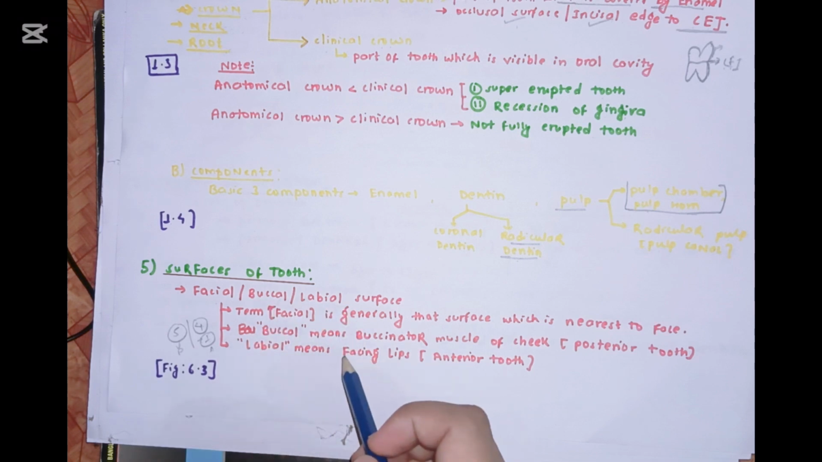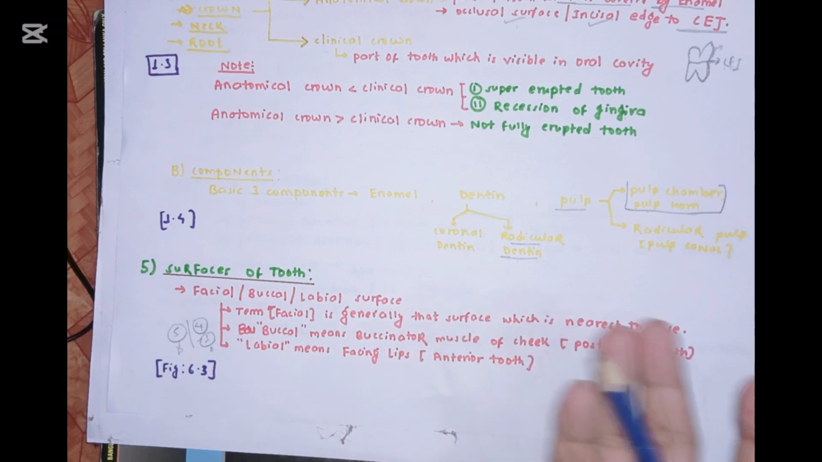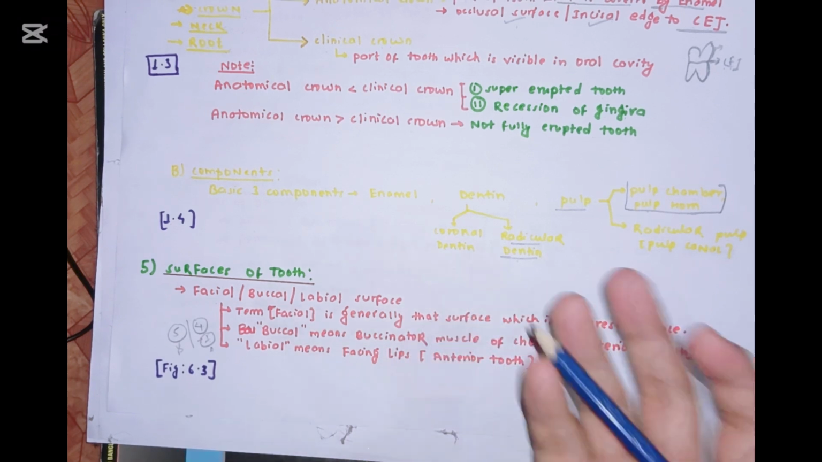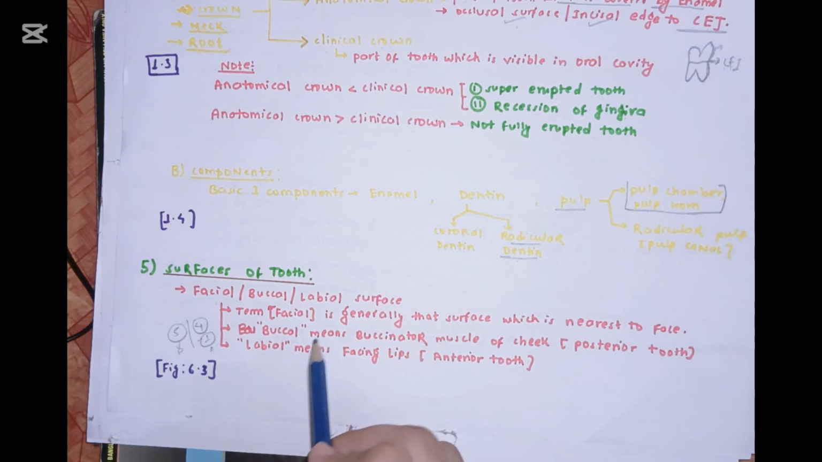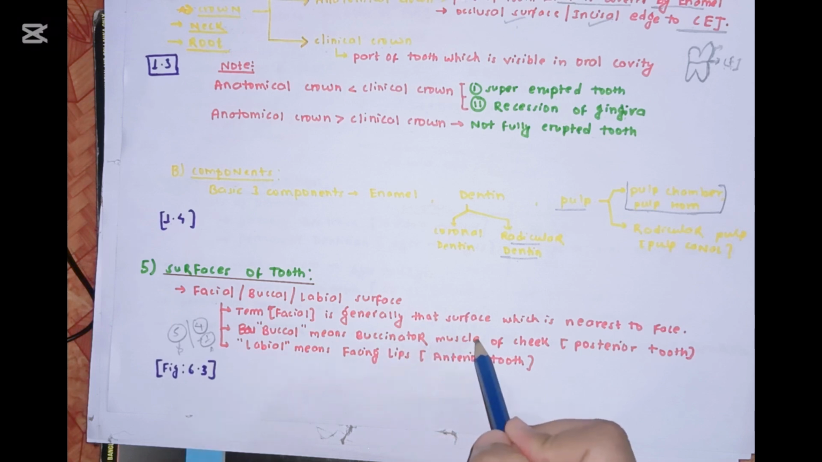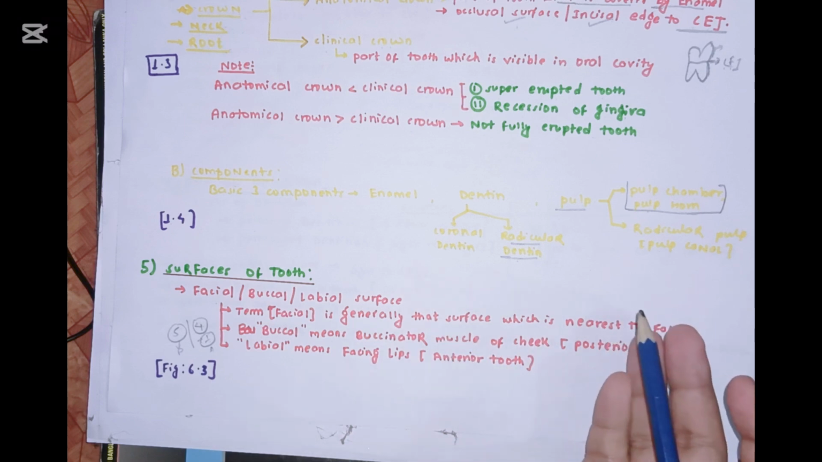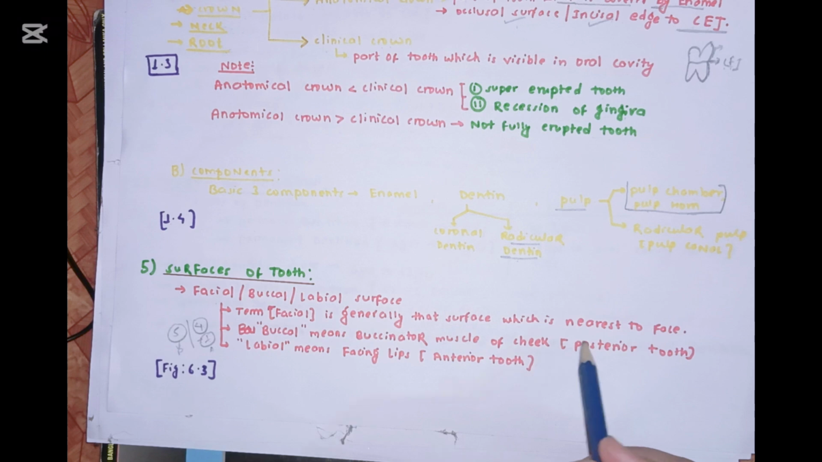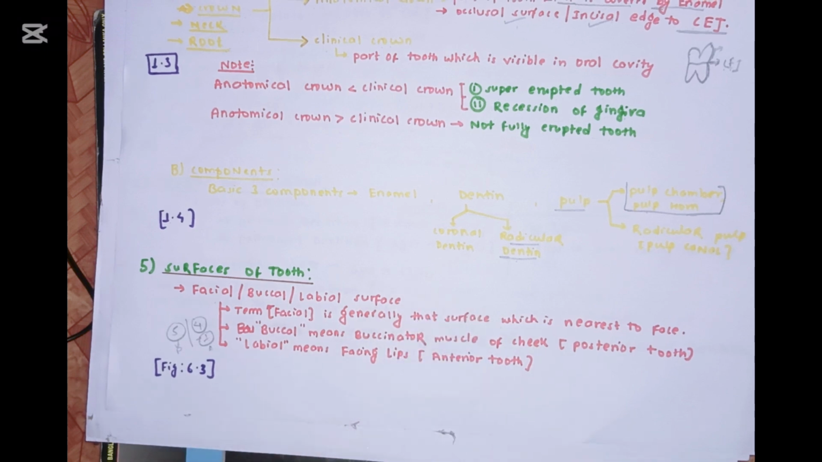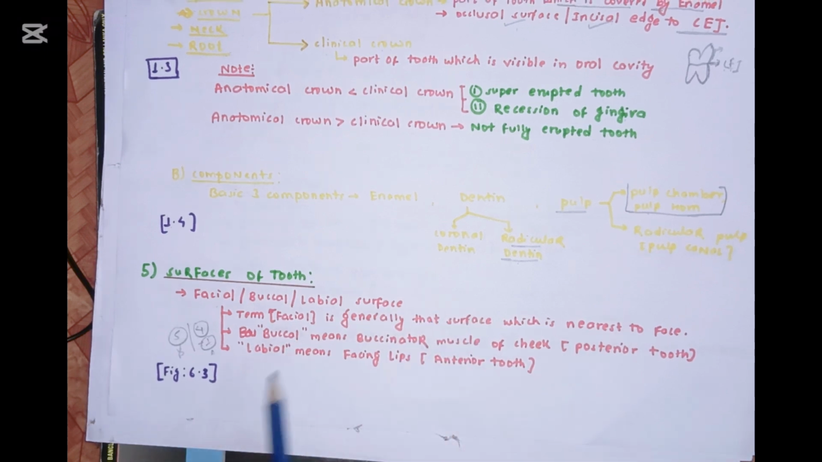Buccal means the surface of the tooth that is closer to the buccinator muscle of the cheek. It is common sense that buccal means facing towards the buccinator muscle, so the tooth must be a posterior tooth. Anterior teeth can't face the buccinator muscle. Posterior teeth are the only teeth that can face the buccinator muscle. Labial means facing the lips, so it must be present in the anterior teeth. It's simple to understand.